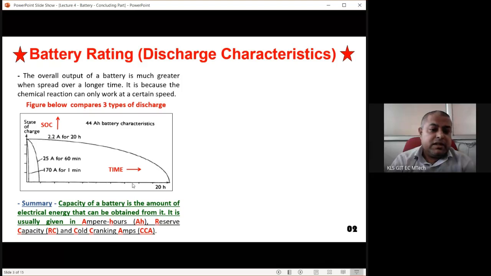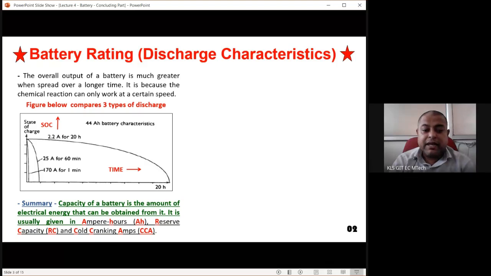So what is this thing called cranking amps? It just checks, in 1 minute, how much maximum current the battery can supply. So 170 ampere is that current. So you can check that the discharge is very fast. Within 1 minute, the battery is falling from 2 volt to somewhere it was not 1.75. It was somewhere around 1.47.